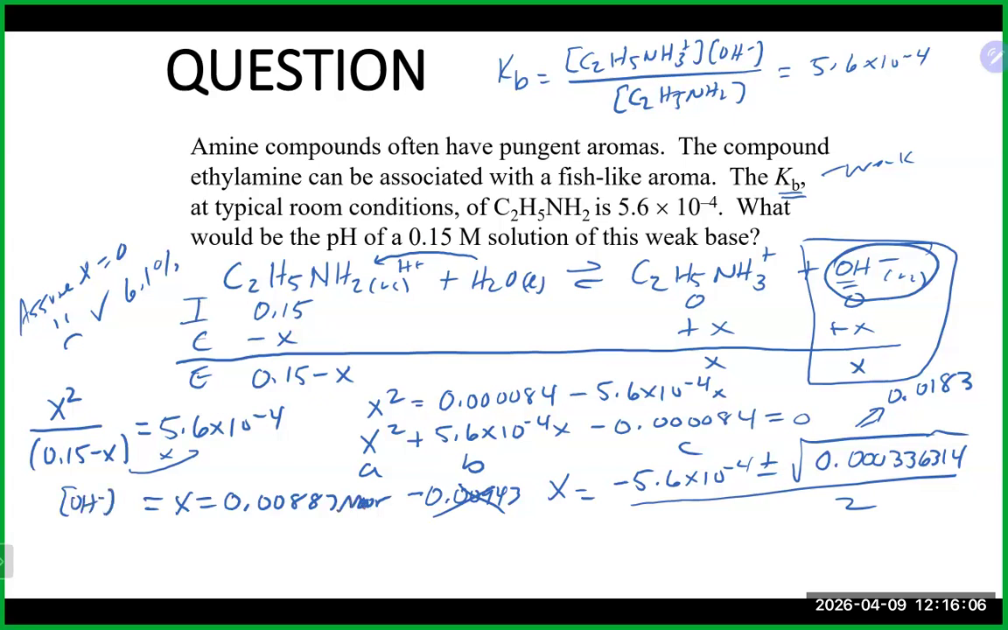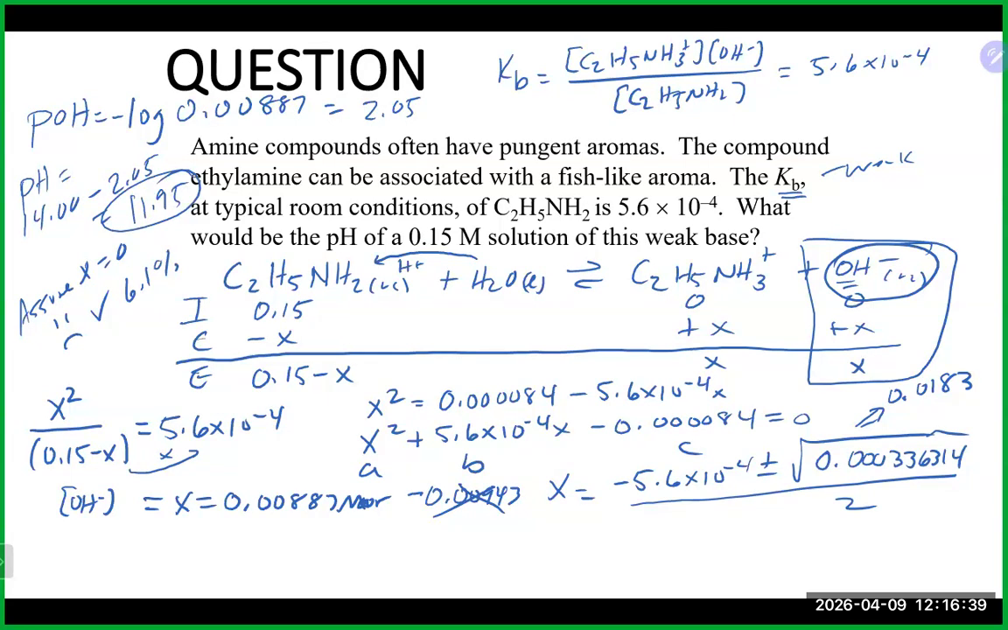That again allows us to go into our pOH first, minus the log of 0.00887. That's a 2.05. And then our pH would be 14 minus that, 2.05, and if we do that, 11.95 on our pH, which makes a lot more sense since it is a base, and that definitely is a basic pH in this case.